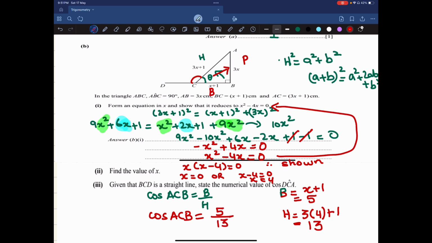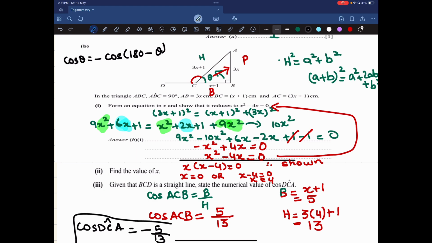Okay. So this is the cos of the acute angle. What about the obtuse angle? The question asks us to find the cos of this, right? So we know what the identity is. The identity is cos of theta is equal to negative cos of 180 minus theta, right? So if cos of ACB is 5 over 13, cos of DCA is going to be negative 5 over 13. Okay, so this is going to be your answer.